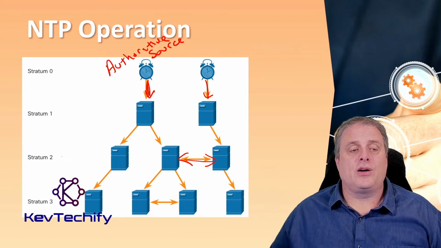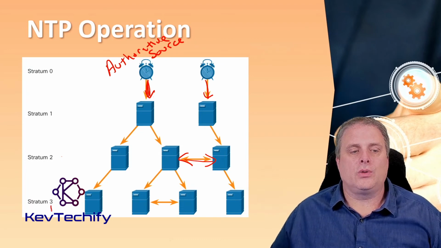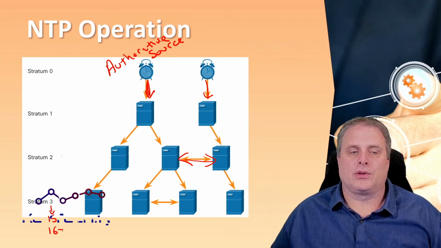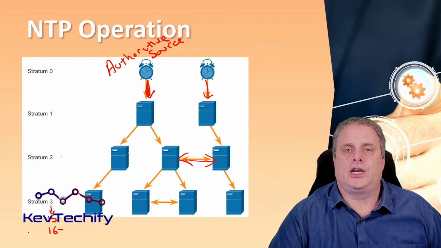You can have up to 16 levels of the stratum, 0 to 15. So it goes all the way down to 15. And if you're at stratum 16, that means you have no time synchronization at all.